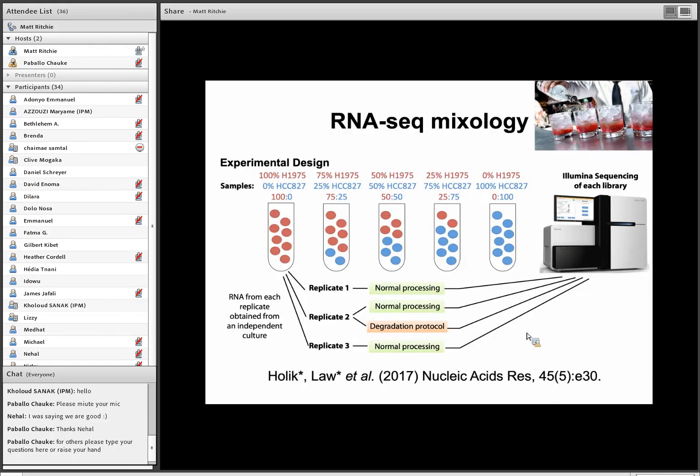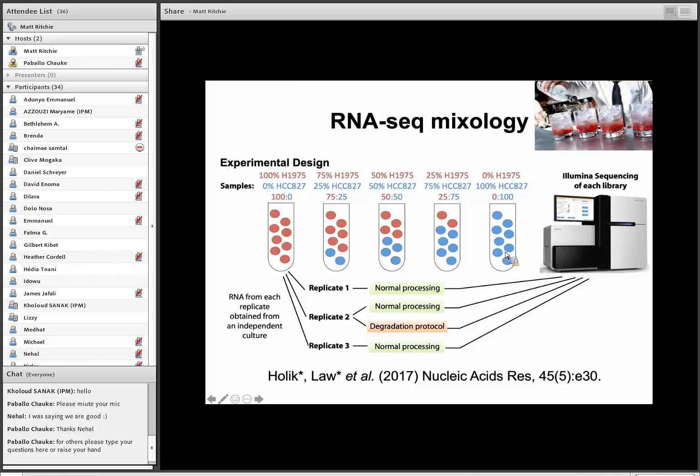And so our approach to this was to take two cell lines and take the RNA from those cell lines and then mix them in various proportions. And so here we've got a red cell line and a blue cell line. They're quite different to each other. And then we make these intermediate mixtures of these cell lines.